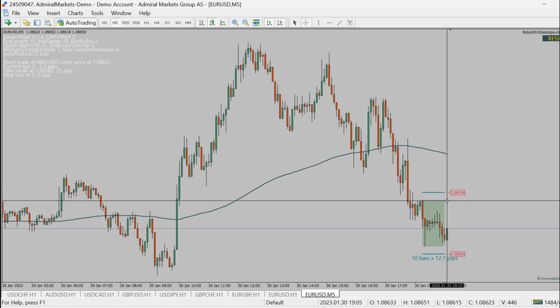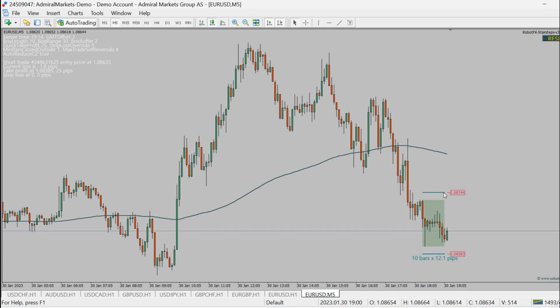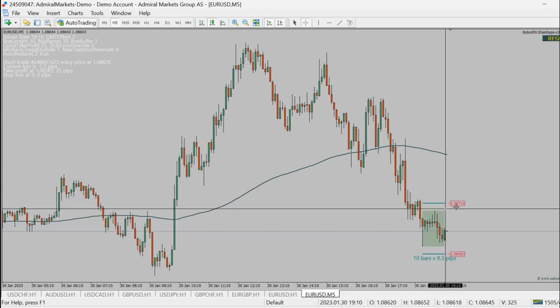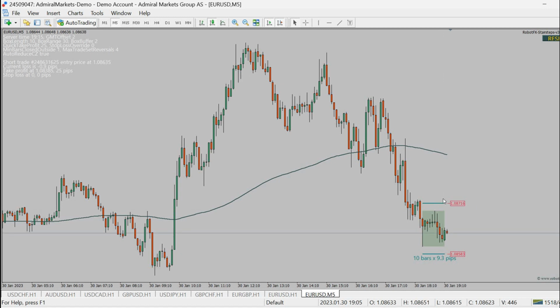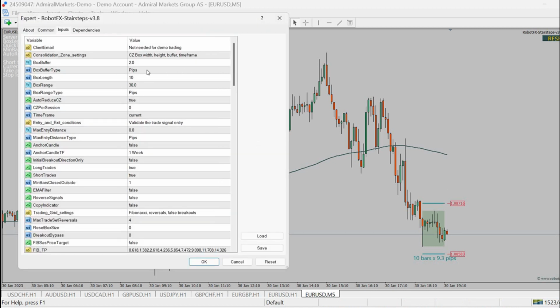So the buffer is the distance from the consolidation zone at which we want to consider the candle to be closed. It means that if the candle is closed outside of the consolidation zone but before the buffer line, between this line and the consolidation zone, the expert advisor will not open the trade. Basically, we want the candle to be at least 2 pips away from the consolidation zone, closing outside of this buffer, and then the expert advisor will place that trade. So that is the purpose of the buffer. It can also be in pips.